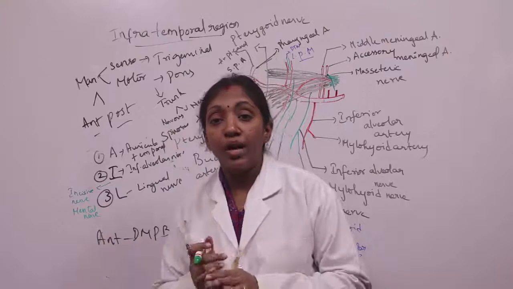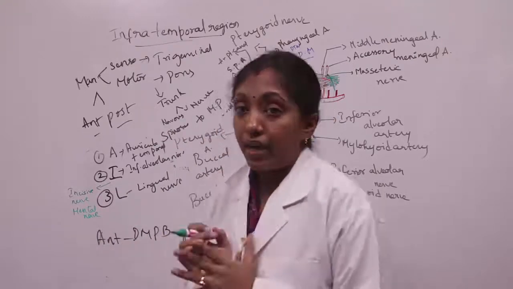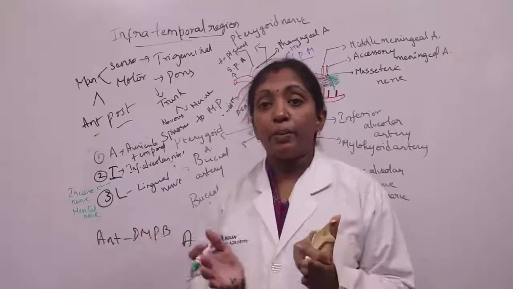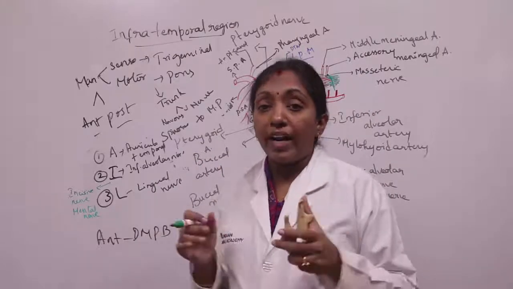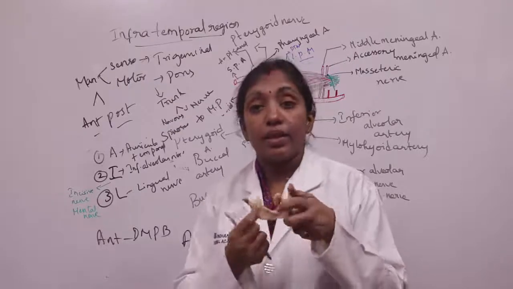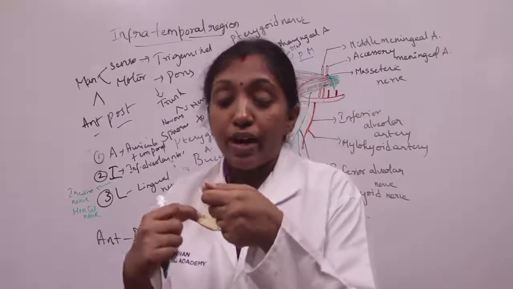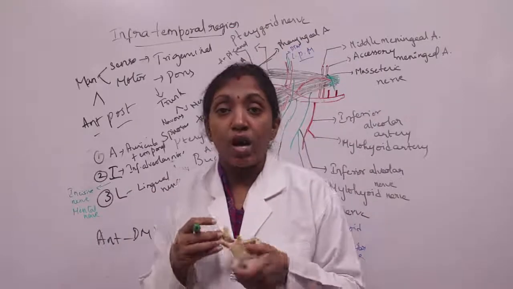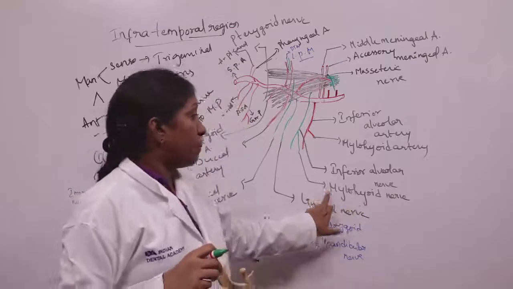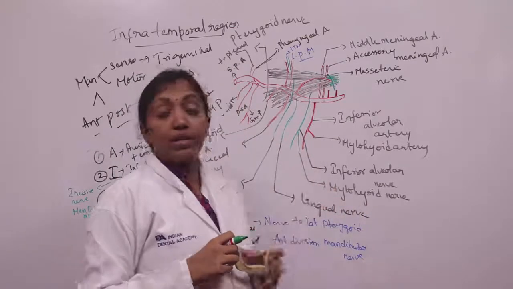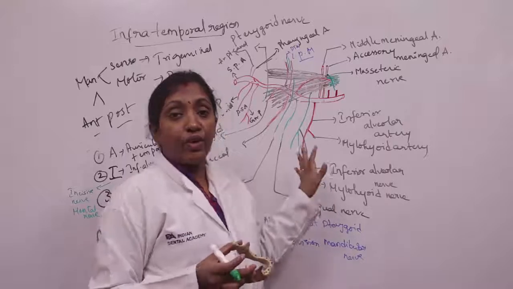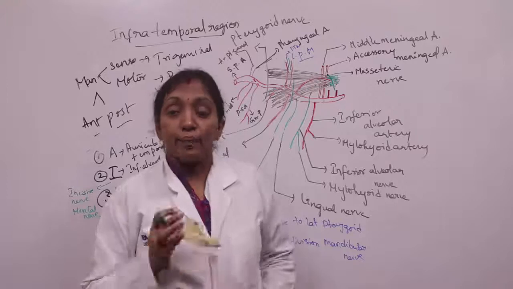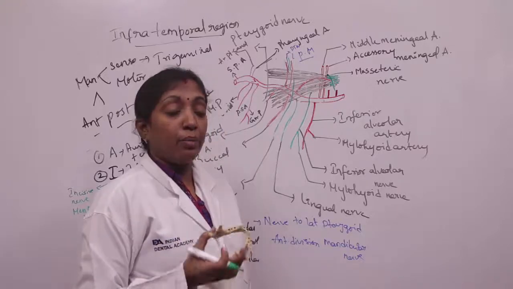The inferior alveolar nerve is a branch of the posterior division of the mandibular nerve, emerging from the lower border of the lateral pterygoid muscle, and it gives one important branch, the mylohyoid nerve, before entering into the mandibular canal. This is the mandibular canal. The mylohyoid nerve is the only motor part of the inferior alveolar nerve, which is the posterior division of the mandibular nerve, and it supplies the mylohyoid muscle along with the anterior belly of digastric.